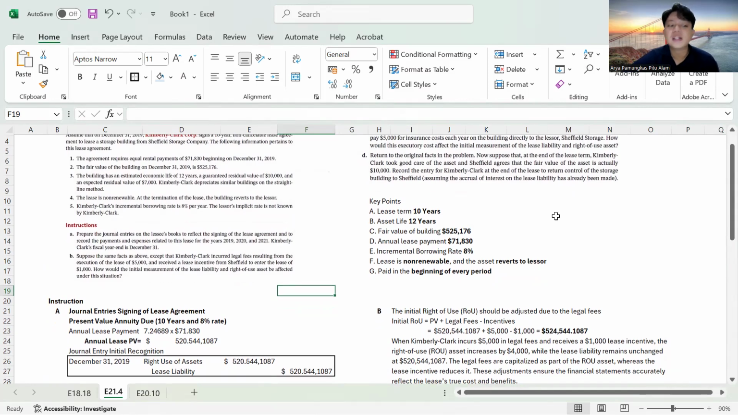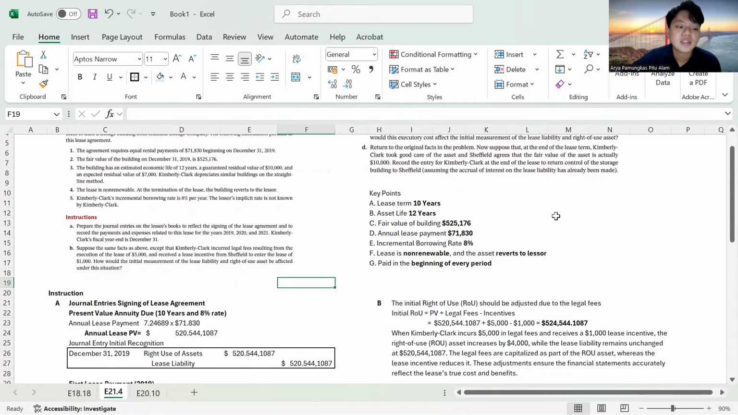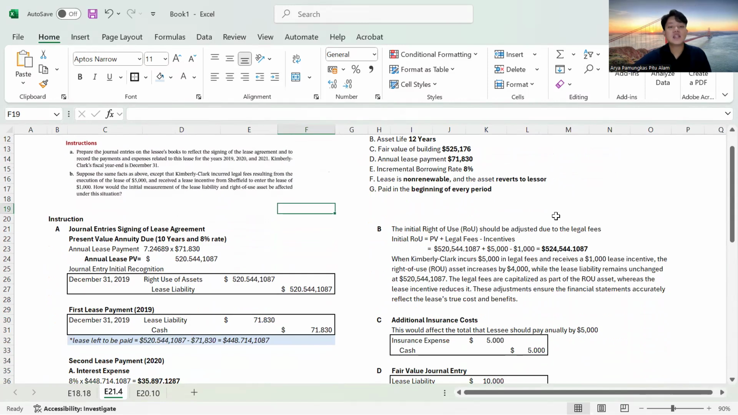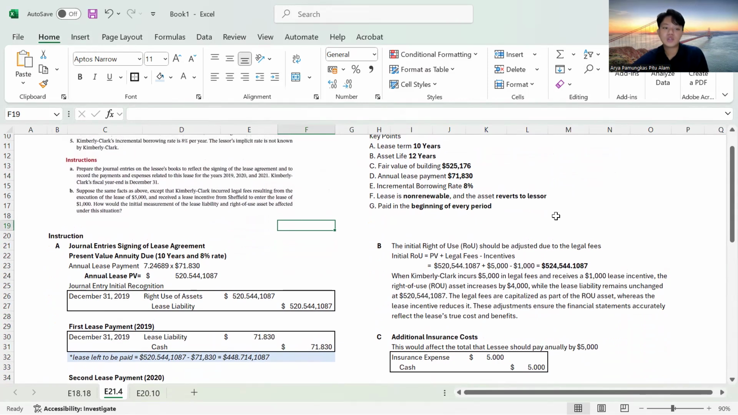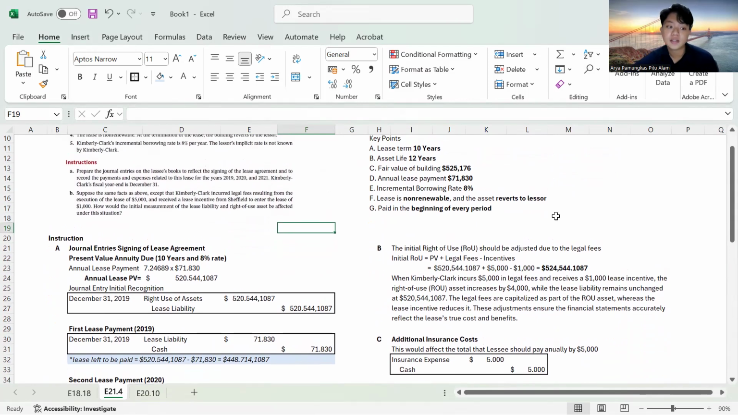So the present value would use the annuity due. The first instruction is to prepare all of the journal entries for the first year, second year, and third year.